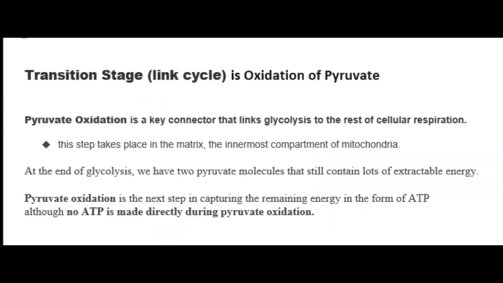So following glycolysis, we come to the transition step, which is the link cycle, so oxidation of pyruvate. That's very important. It's a key connector that's going to link glycolysis to the rest of cellular respiration. And it is going to take place in the matrix of the mitochondria. So at the end of glycolysis, we have 2 pyruvates. They still have a lot of energy in them. And pyruvate oxidation is going to get a lot of that energy out to be used to make ATP.